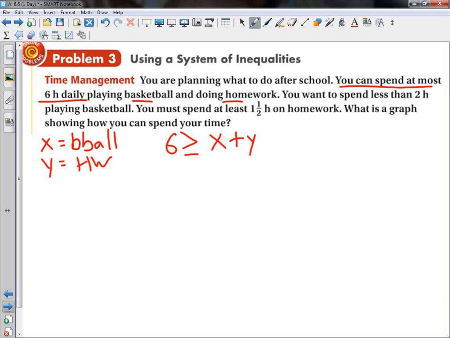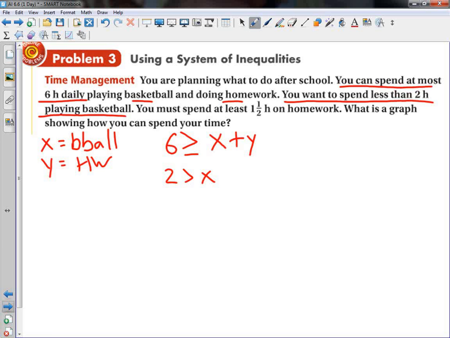Then it says you want to spend less than 2 hours playing basketball. That itself is an inequality, but did it say anything about homework? No, so this should be a single variable inequality, where basketball is x. We have 2 hours is the most that we can spend playing basketball. It doesn't say less than or equal to, it just says less than, so there's no equal to line there.